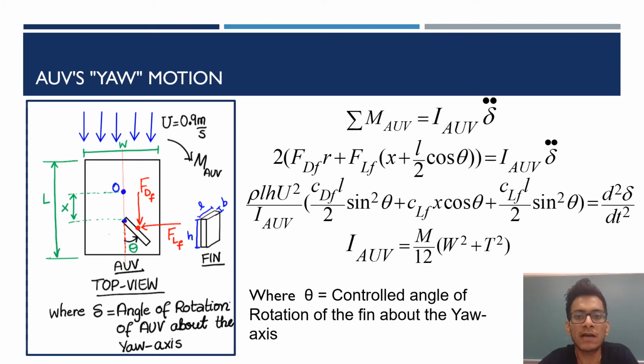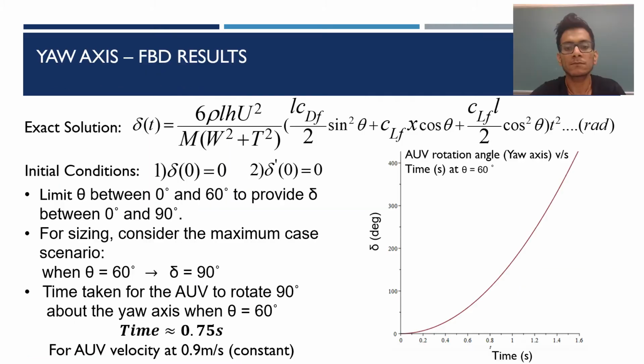From the moment summation about the AUV center of gravity, that is point O, a second order nonlinear differential equation was derived to relate theta, that is the fin rotation angle, and delta, that is the AUV rotation angle. The aim of this exercise was to understand how fin angle and its dimension affects the AUV's overall rotation about the yaw axis. The second order differential equation was solved using two initial conditions, that is, the initial AUV rotation angle delta and its initial angular velocity were assumed to be 0.